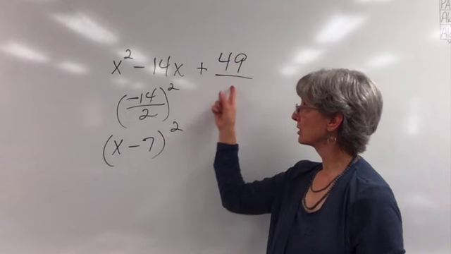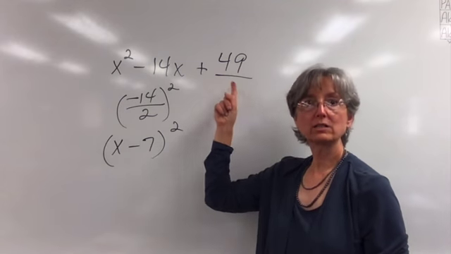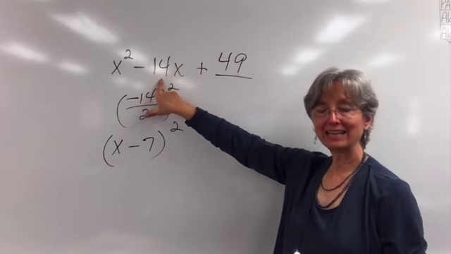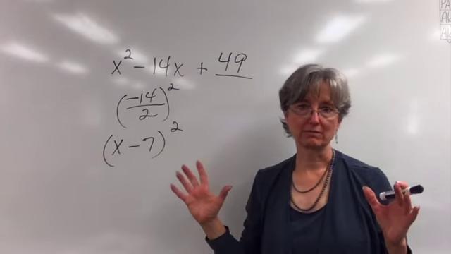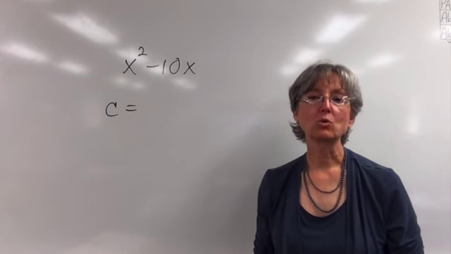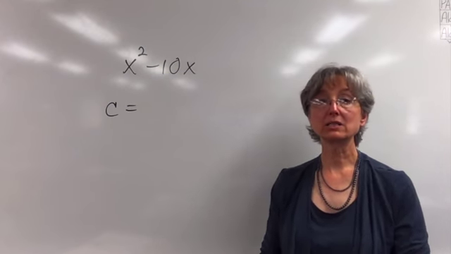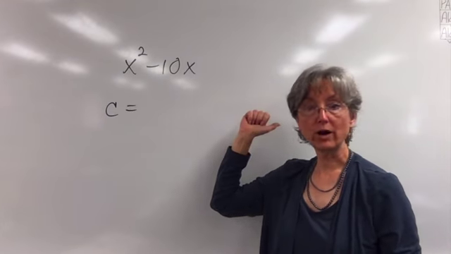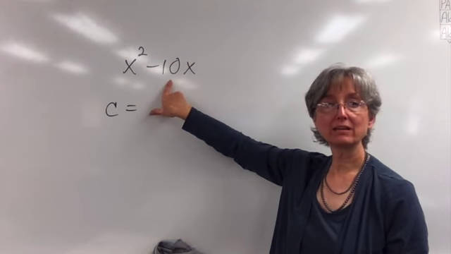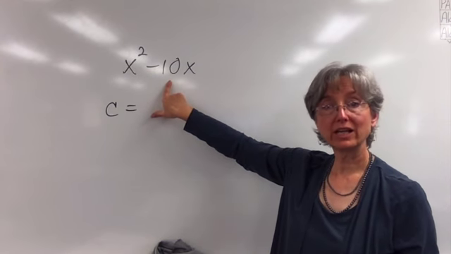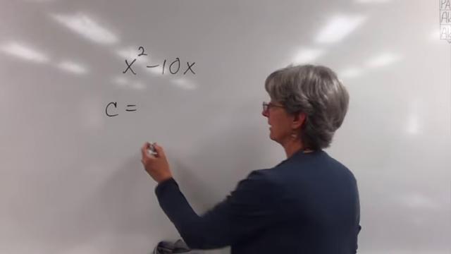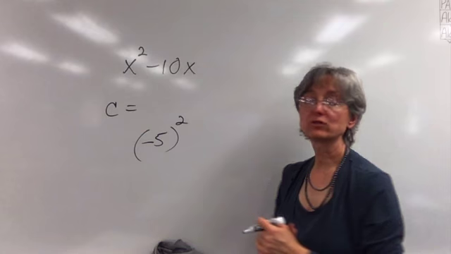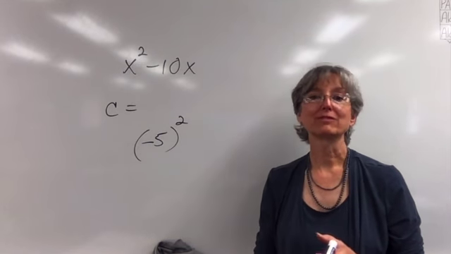So we're going to practice what C would be. Step 1: take b, divide it in half, and then square it. Here's one: x squared minus 10x plus what? What would we have to add to this for it to be a perfect square? Well, take negative 10, divide it in half. What's half of negative 10? It's negative 5. Okay. Now take that number and square it. What's negative 5 squared? Positive 25.